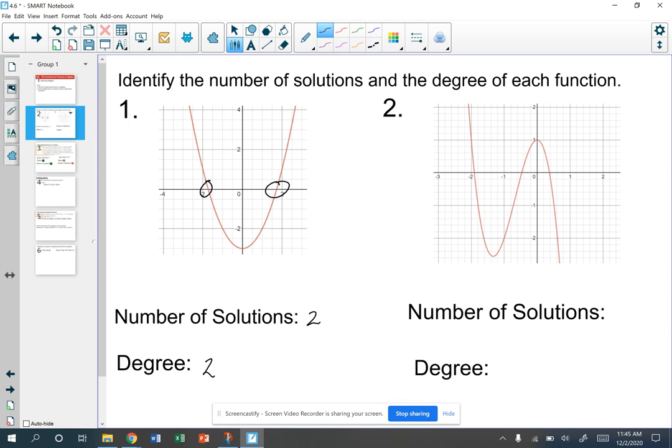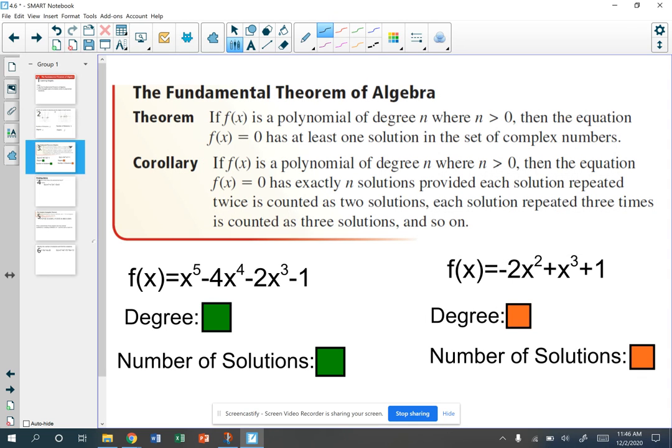For number 2, we're looking at the number of solutions here. We see 1, 2, 3 zeros, right? And which also means that the degree is 3. The number of solutions is also the degree. So that's a concept that we've been talking about a lot, especially with quadratics.